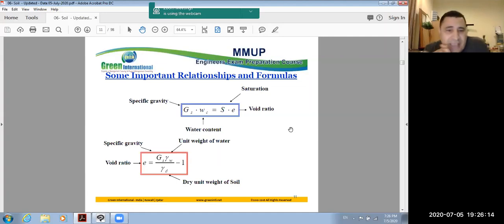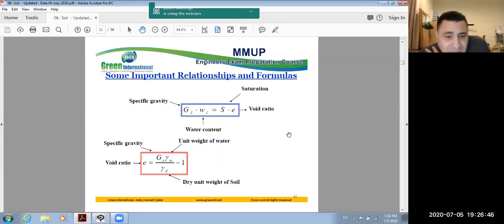We have a specific gravity: Gs multiplied by water content equals saturation multiplied by void ratio. We have to memorize this; practice makes perfect. You are going to have a lot of exercises right now. Once we have memorized all this, we are going to use it in our exams. I will show you now when questions and problems have such things.